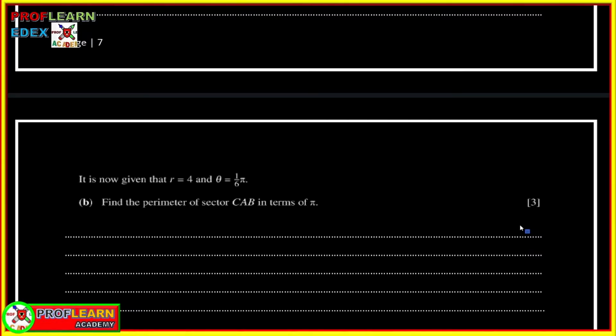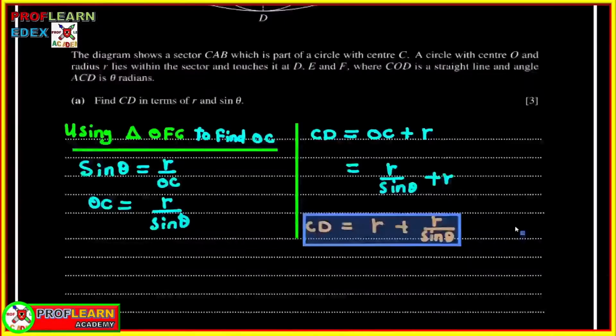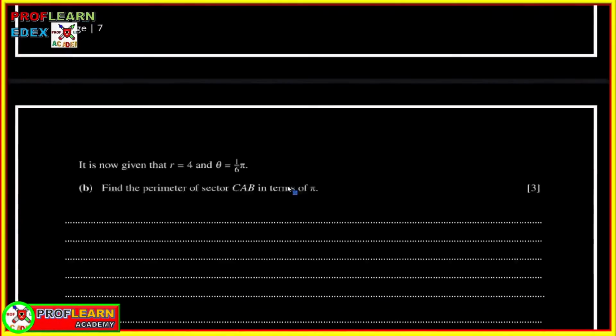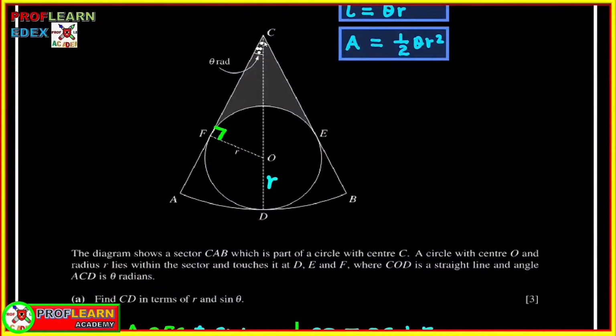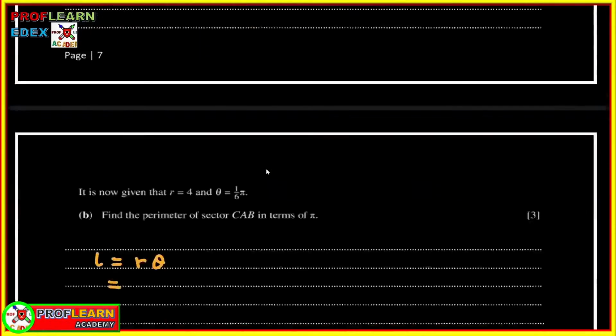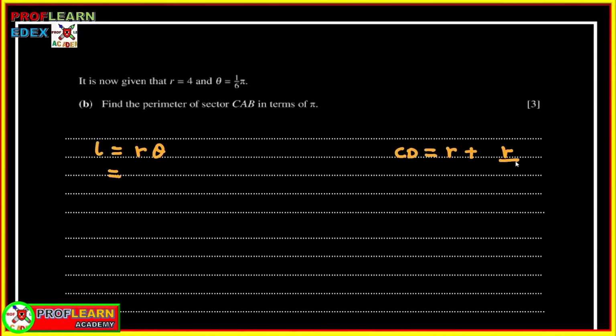Now we need to find the perimeter of a sector. You are going to be tested on how to find the perimeter of a sector. Remember, you need to know how to find arc length, and the perimeter is the distance around. Okay, in order to find the perimeter, we are going to use this formula, and we shall find the arc length, and remember, CD is equal to that.